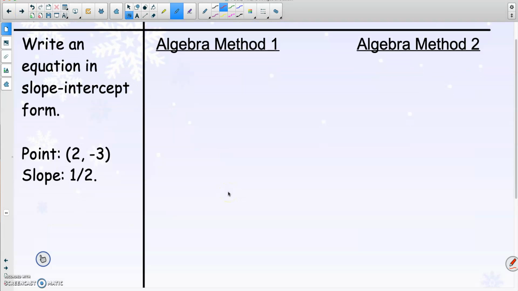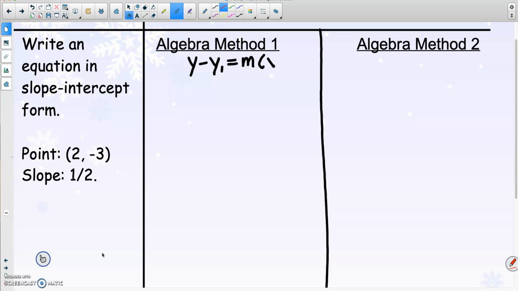Okay, so the first skill that we're working with today, we're just working with writing an equation in slope-intercept form given a point and a slope. What I'm going to do is I'm going to teach you 2 different methods for this problem. I like you to have more than one way to get to your answer. So I'm going to show you 2 different methods, and then you can choose whichever one you like the best. Okay, so the first method is going to be my point slope method. Okay, so this is point slope.